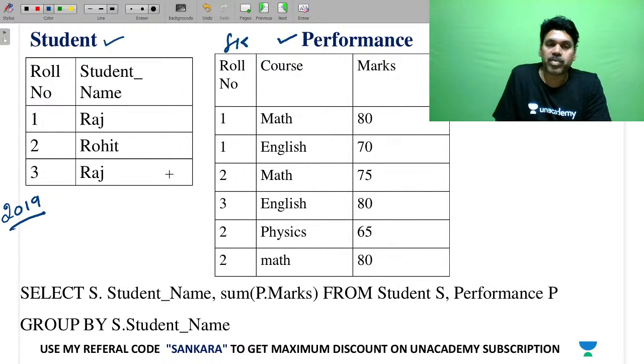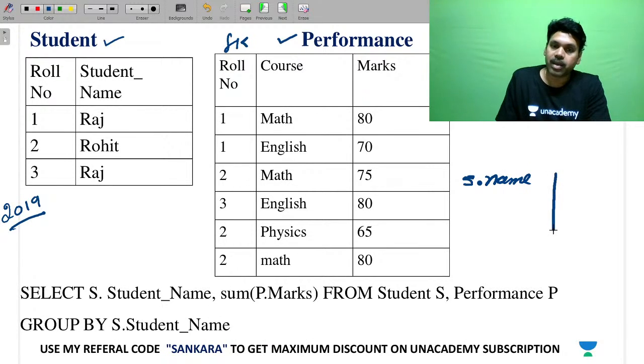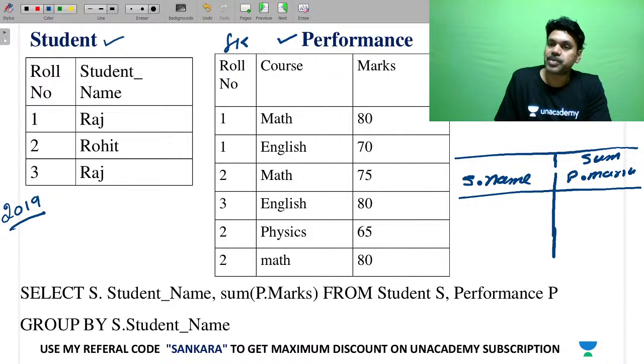So come here. Now what I want to tell you: student dot student name I want, that is s dot name, and the sum of p dot marks, I want the p dot marks sum. Observe carefully: there are three rows in student dot student name, but as Raj and Raj are the same, they become one cluster. So Raj is one cluster and Rohit is one cluster.